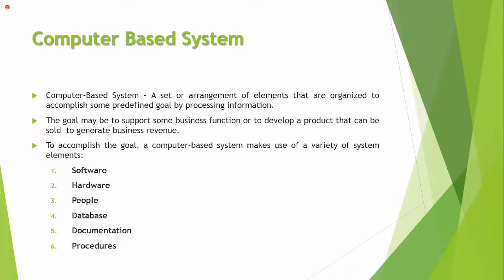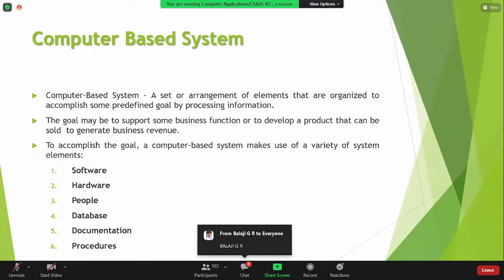A database: for each and everything we need some repository. Database is very important for a simple small business to a very big business. And documentation, everything has to be documented. That's an important part of the computer-based system. And then procedures, again an important thing. These procedures should not be copied by another one for malpractice. We should not allow that, so the procedures have to be done and kept safe. These are the six important elements which make the computer system work in a better way.